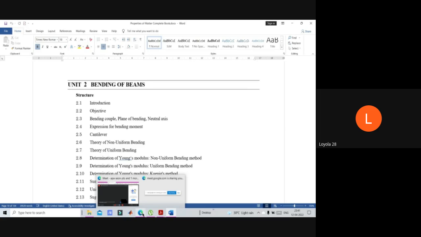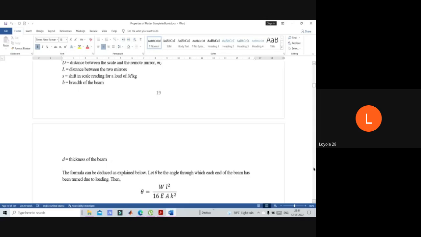And the next block deals with torsion of a body, that is unit 3. The expression for a couple per unit twist, work done, then torsional oscillations, rigidity modulus by dynamic torsion method, and rigidity modulus by static torsion method. So these are all some important questions.